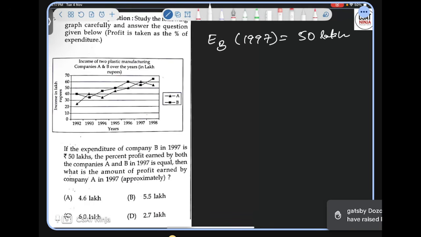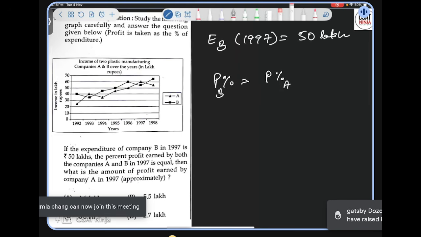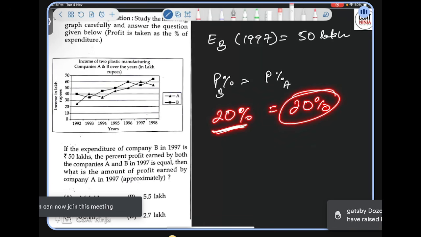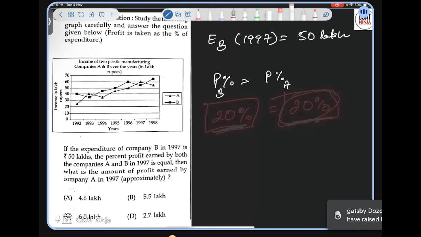And the next thing is, the percentage profit earned by both company A and B in 1997 is equal. That means if the profit percentage of B is equal to the profit percentage of A, if B is getting a profit of 20%, then A will also be getting 20%. That means their profit percentage is the same. That's what the question says, okay?